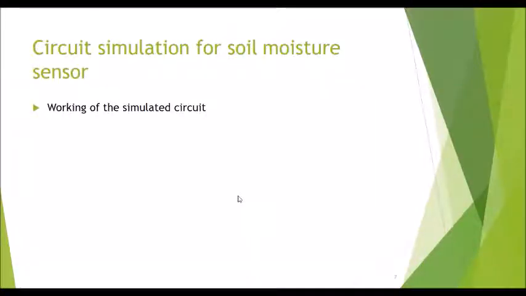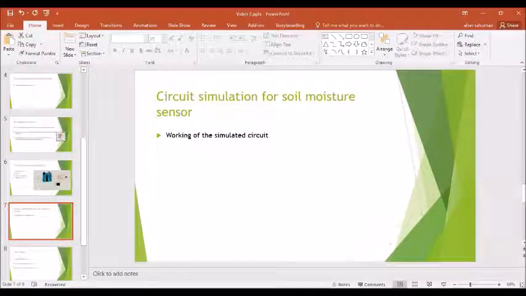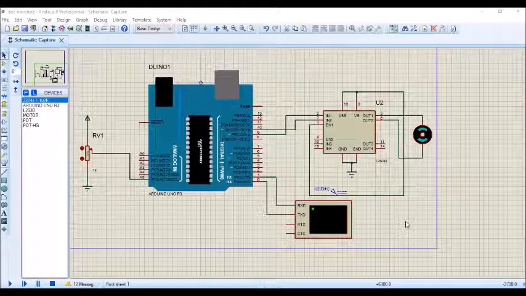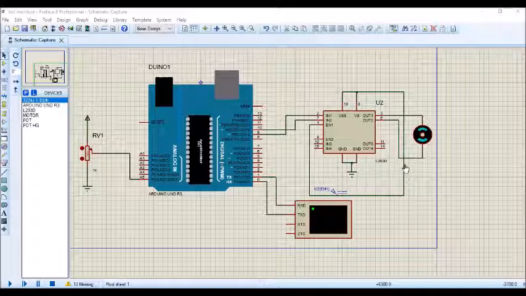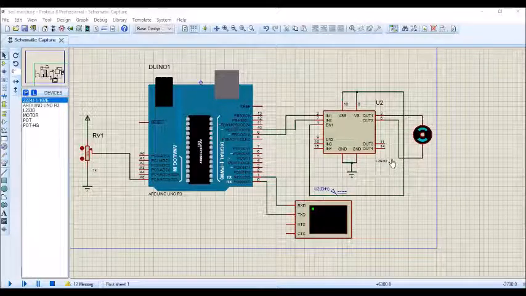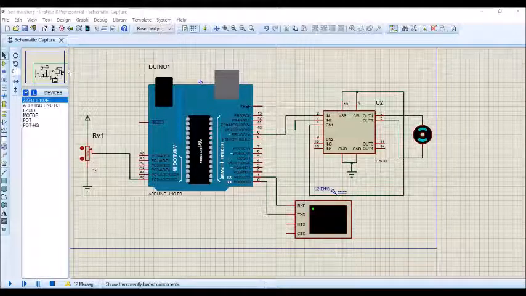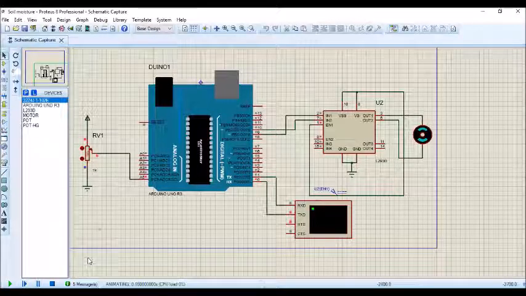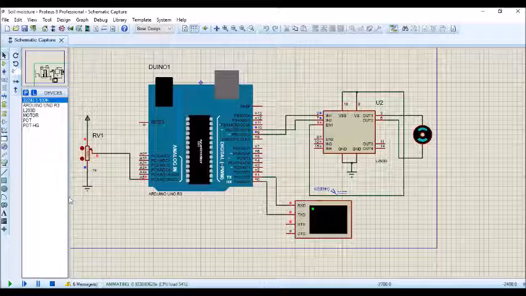Circuit simulation for soil moisture sensor. Water supply is an essential component for plant growth. Now I will show the simulation which I have performed for this part of the project. Here I have used a water pump and a soil moisture sensor for detecting the soil moisture. The variable resistor is coded similar to a soil moisture sensor.